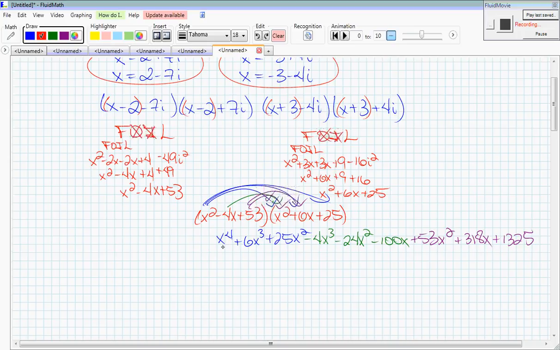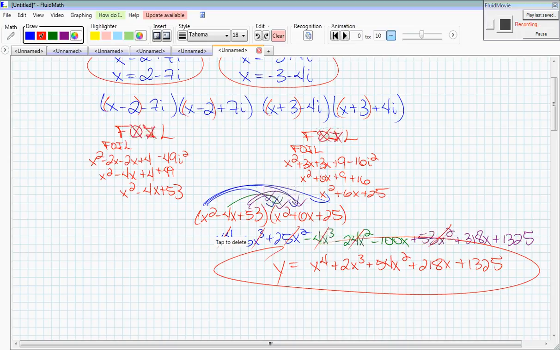Combining like terms: x to the fourth, no other x to the fourth, so we have x to the fourth, which makes sense. Fourth degree polynomial, for a total of 4 zeros. 6x cubed minus 4x cubed is 2x cubed. 25x squared minus 24x squared is x squared, plus 53x squared would be 54x squared. Negative 100x plus 318x would be a positive 218x plus 1,325. And that is a polynomial function with those four given zeros.